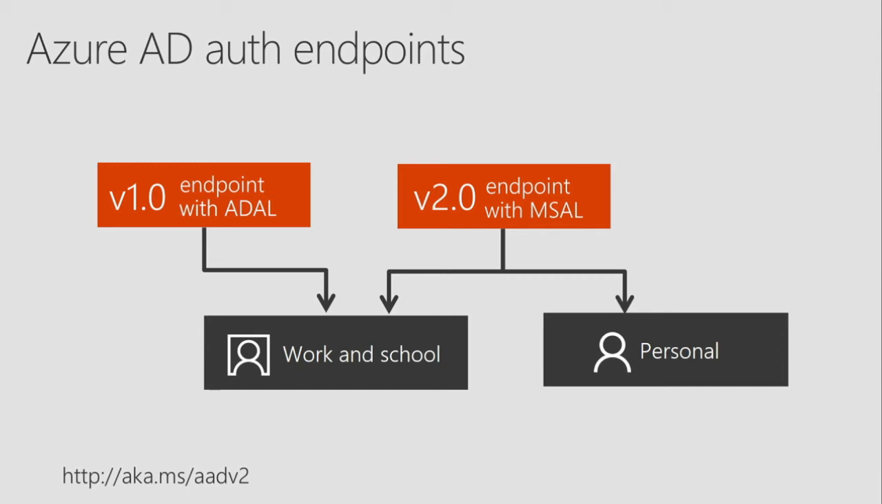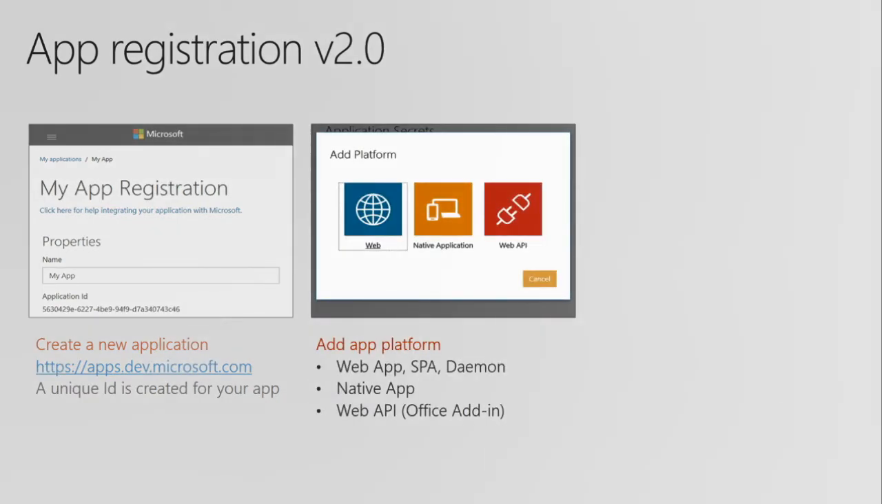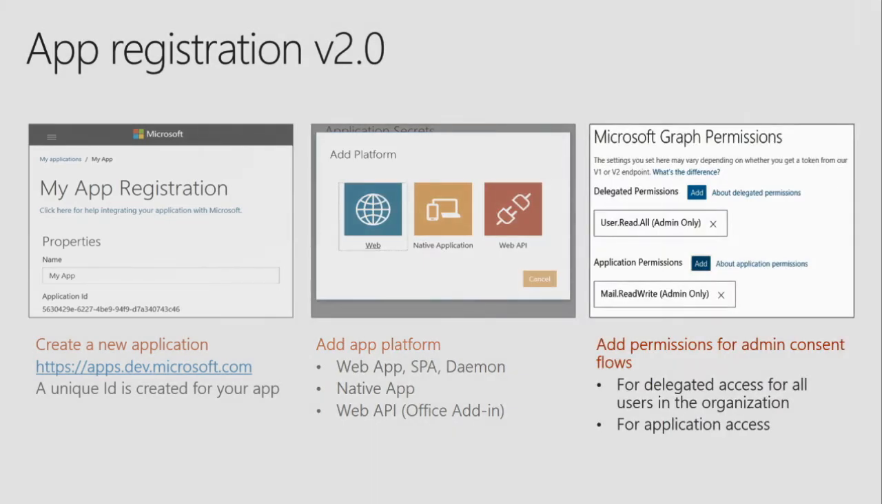That supports work, school, and personal accounts. But it's also totally fine if you're using the V1 endpoint and you have existing applications that are using ADAL today. So in V2, when you register your application, you're going to create a new application. You're going to add a platform, which can be either a web application, a single-page application, or a daemon app. And then you're going to configure the permissions. The big difference, if you've done an application registration before with the V1 endpoint, is that this time around you don't necessarily need to pre-configure all of the permissions that your application wants to access.